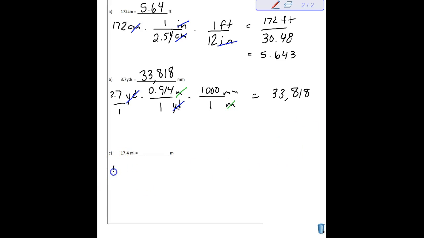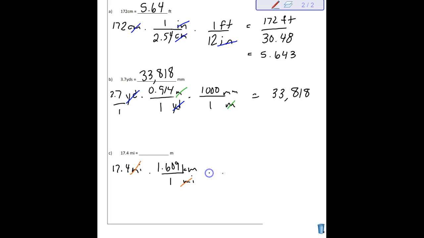And here's our last one. I have 17.4 miles, and I want to convert to meters. So think about how you might do this. I can go from miles to kilometers. Let's do that one first, okay? So here I have kilometers and miles, and according to my chart, 1.609 kilometers is the same as 1 mile, so that will help me out in canceling my miles.